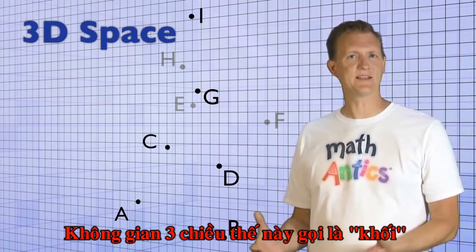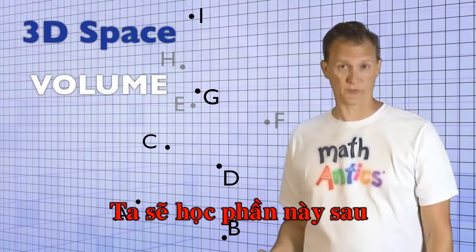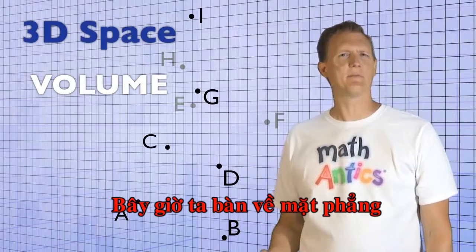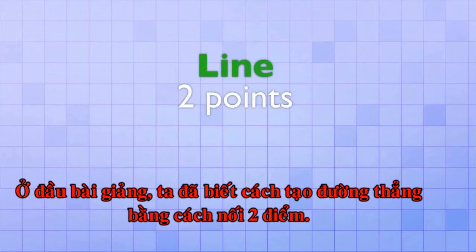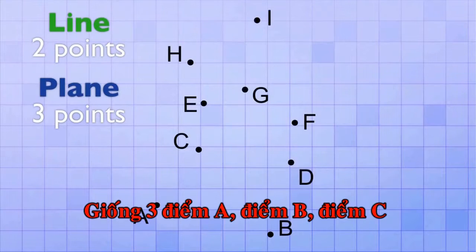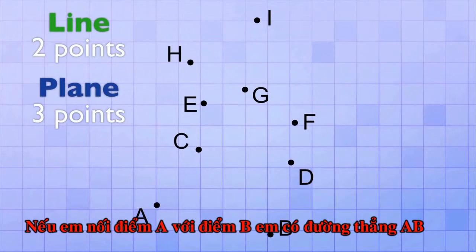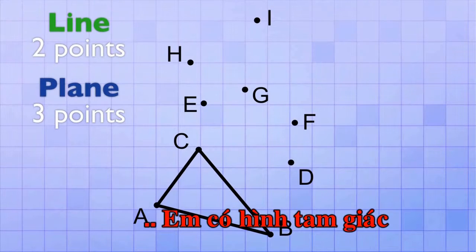A three-dimensional space like this is often called a volume, but we'll talk all about 3D volumes in another video. For now, let's get back to talking about planes. Earlier in the video, we learned that you can make a line by connecting any two points, right? Well, in order to make a plane, it turns out that you need to have three points. Like our three points A, B, and C. If you just connect A and B, you get a line. But if you connect A, B, and C, you get a triangle.